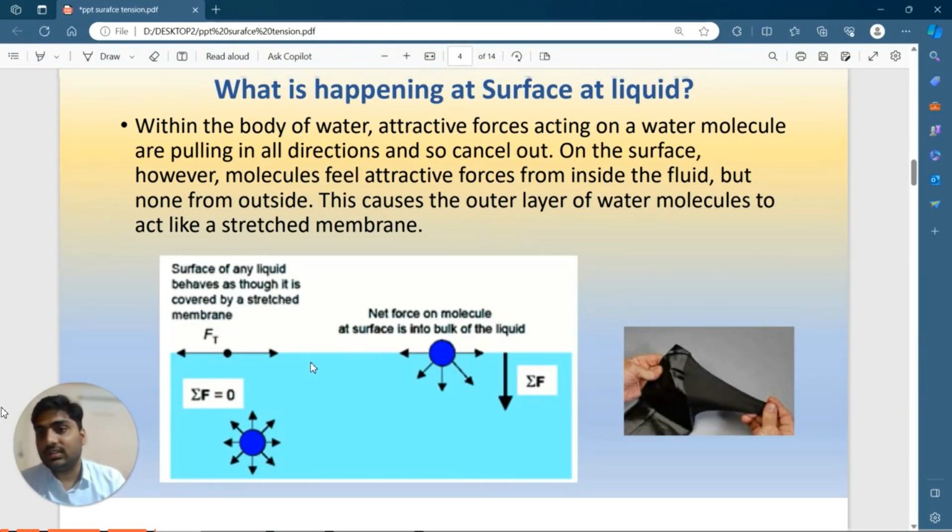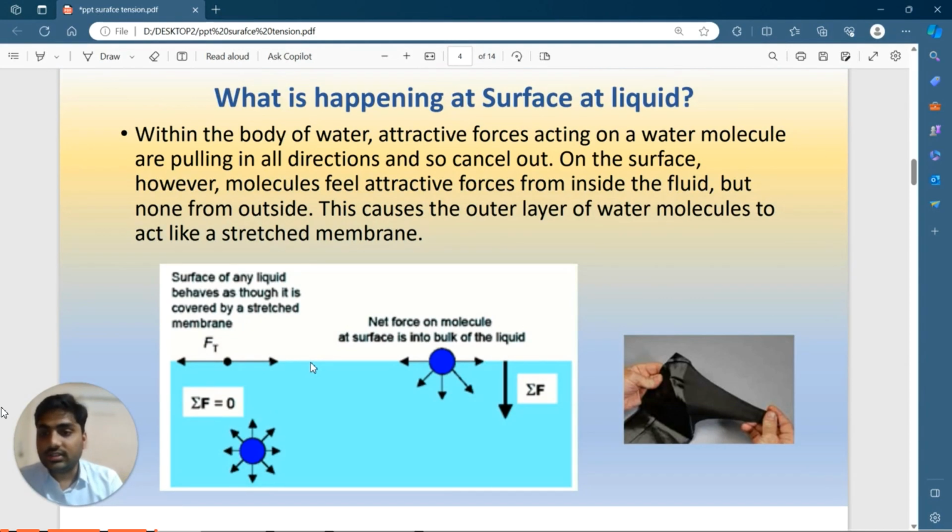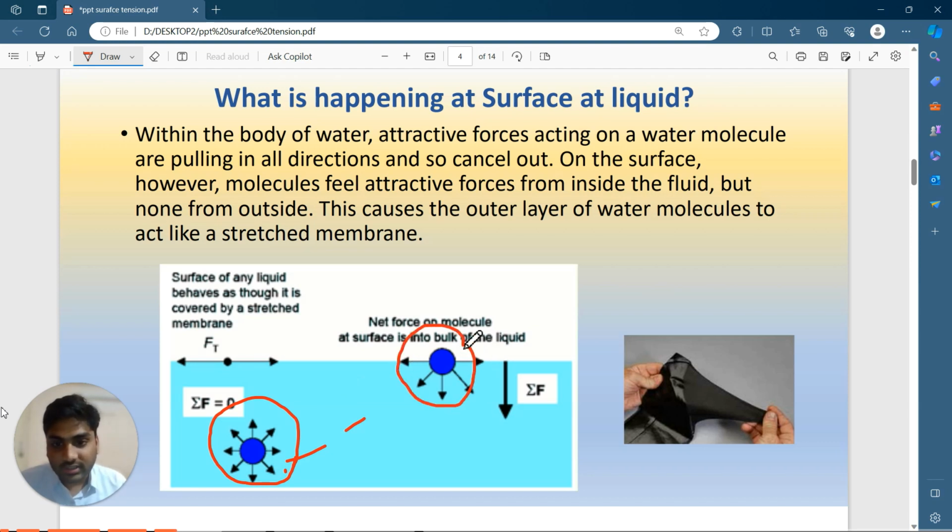Before discussing surface tension, let's discuss the difference between the surface and the bulk of the liquid. The surface of the liquid is an entirely different thing from the bulk of the liquid. What does this even mean? See this water molecule here. Can you see it? This one is inside, and this water molecule is at the surface only. This is the surface. This water molecule is at the surface. This one is below the surface, inside the bulk of the liquid.